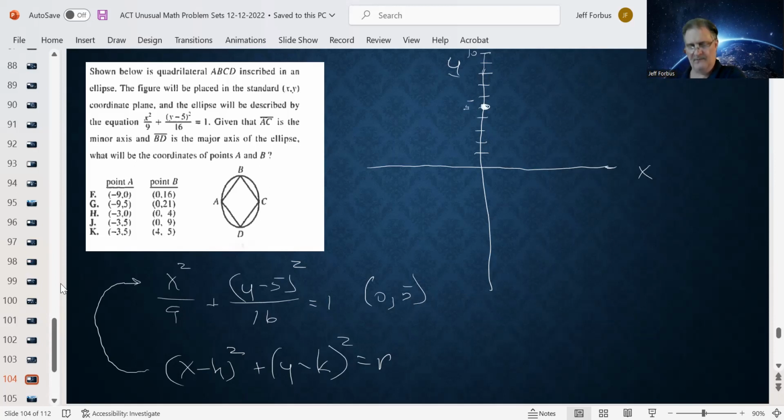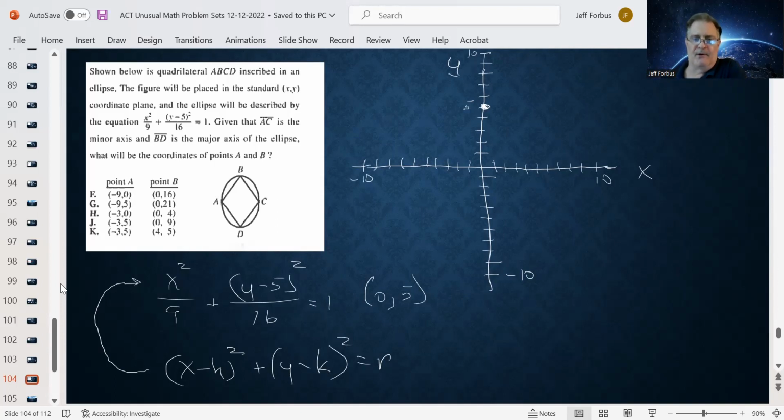Now let me put some marks over here on the x-axis. 1, 2, 3, 4, 5, 6, 7, 8, 9, 10. Do the same thing down here. 1, 2, 3, 4, 5, 6, 7, 8, 9, 10. And then put 10 over here. 1, 2, 3, 4, 5, 6, 7, 8, 9, 10. Right there. Okay.